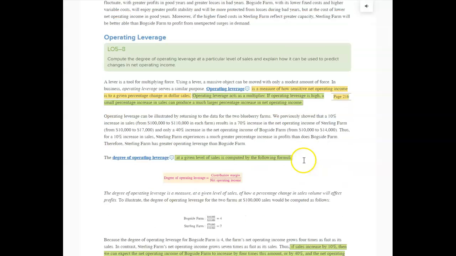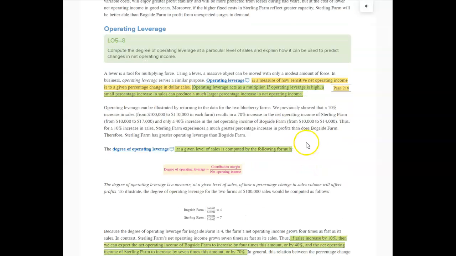The operating leverage is another quick tool here. It measures how sensitive net operating income is to a given percentage change in dollar sales. So operating leverage acts as a multiplier, and so if operating leverage is high, a small percentage increase in sales can produce a much larger percent increase in operating income. Let's see how this works.